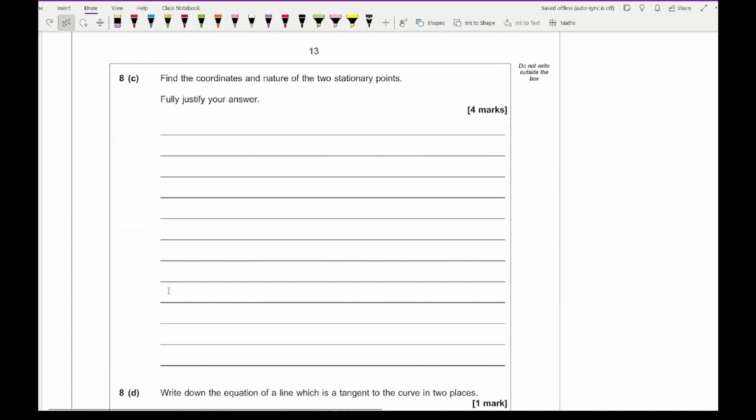Now moving on to 8c, it says find the coordinates of and the nature of the two stationary points and fully justify your answer. Well, I'm laughing only because we've got our coordinates already, as I did it in the previous question. So when x equals root 3, y equals 0, and when x equals minus root 3, y equals 0. So our two coordinates are minus root 3, 0 and root 3, 0. So that's one part done.